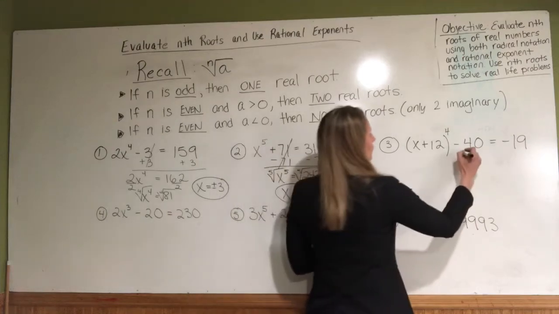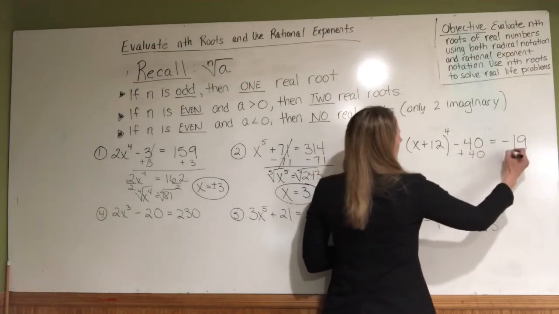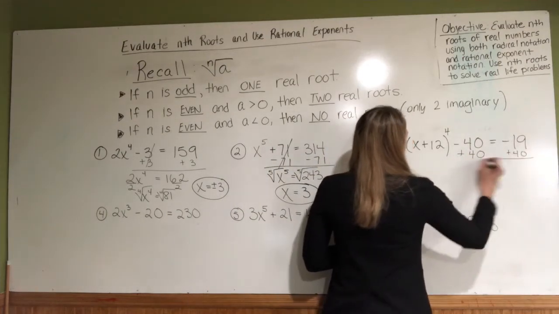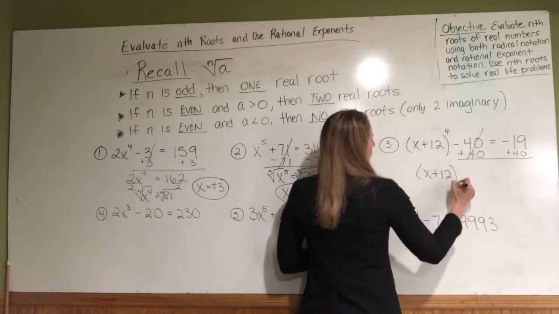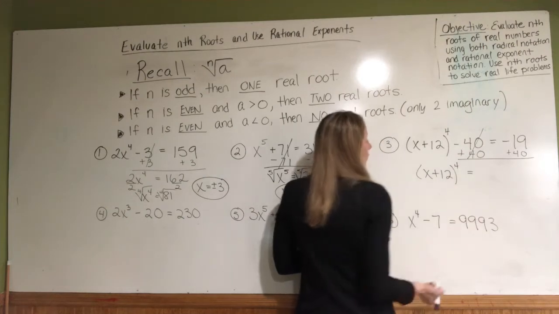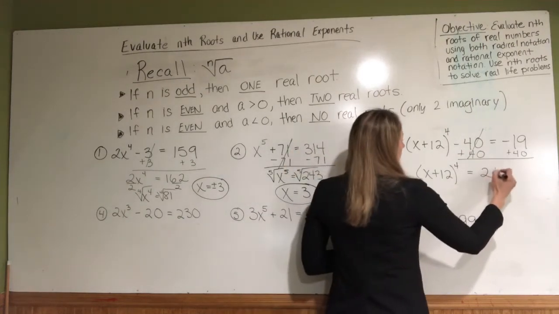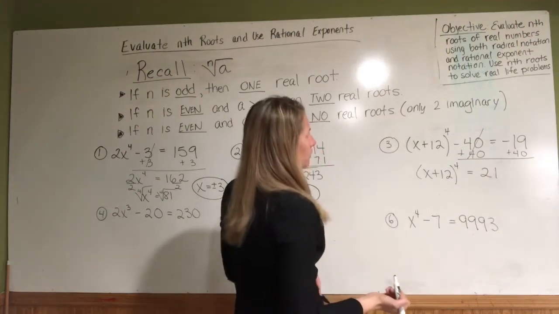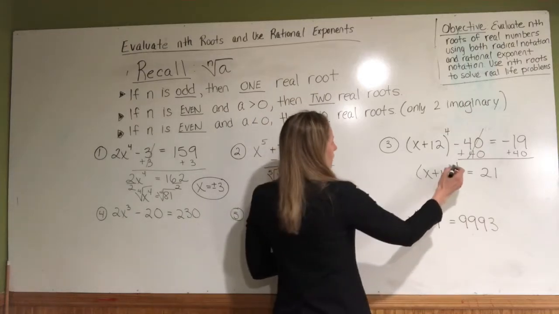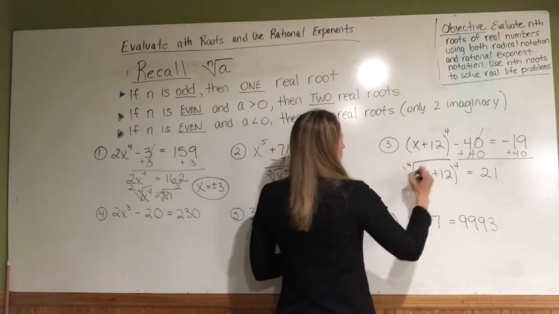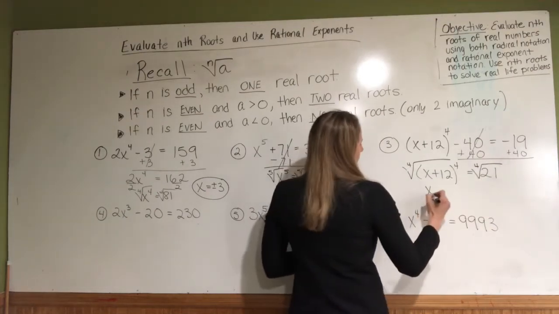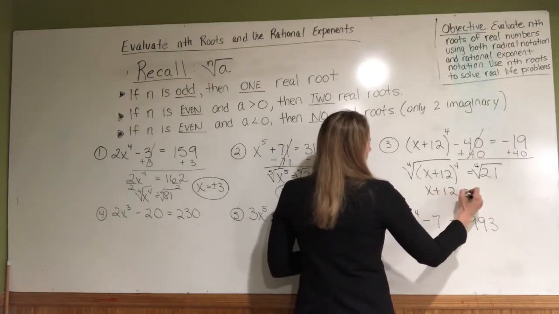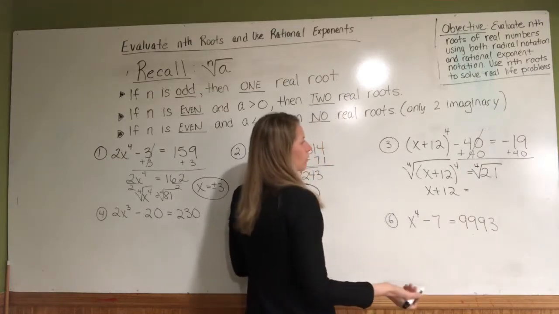So first, we're going to move this 40 over by doing the inverse operation there. So now we have this x plus 12 raised to the 4, and on the other side, we're left with 21. So now, to get rid of this 4, we're just going to 4th root each side. So now I have my x plus 12 isolated, but over here I have the 4th root of 21.